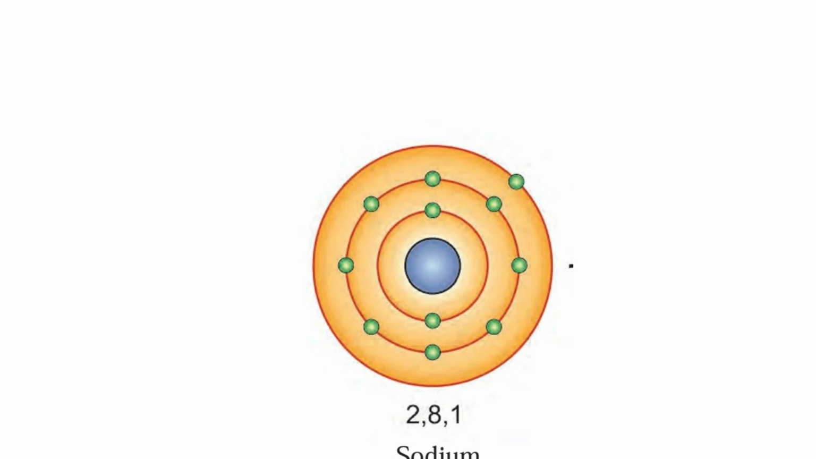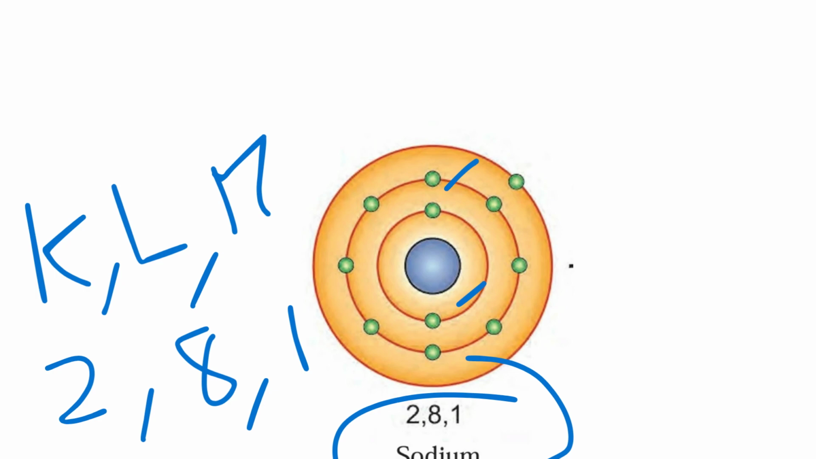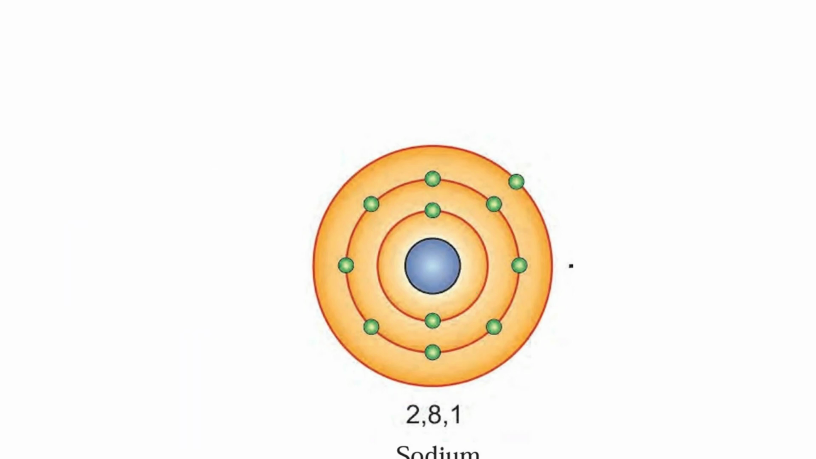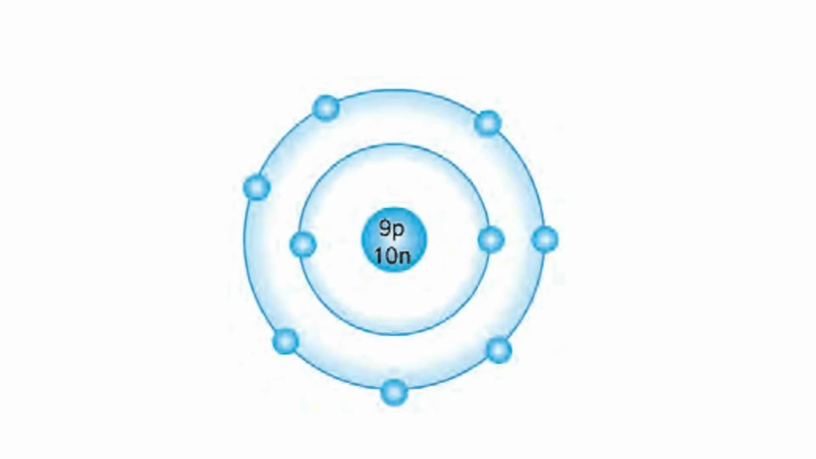In the first shell, number of electrons is equal to 2. In the second shell, number of electrons is equal to 8. And in the third shell, number of electrons is equal to 1. So the electron configuration of sodium is 2, 8, 1. We can do the same using any other element. We can consider any simple element with only 2 shells. We can discuss the element fluorine.